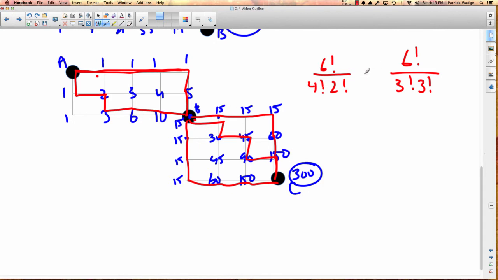Now, is this an or question or an and? Are you going to do these movements and these movements, or do you either go from A to B or from B to C? You're doing both. This is an and question. So once you get this answer, you have to multiply by this answer.